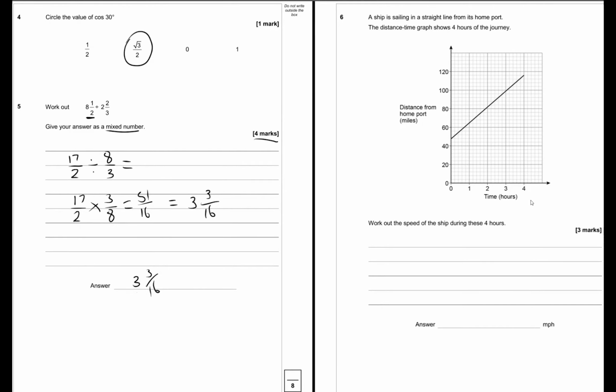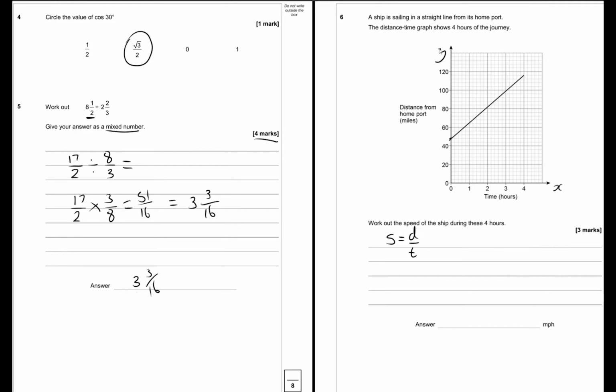Okay, question 6. A ship is sailing in a straight line from its home port. The distance time graph shows 4 hours of the journey. So we've got distance on the y-axis and time on the x-axis. So we've got y and x. Work out the speed of the ship during these 4 hours. Okay, so we know speed equals distance over time. So we need to work out the total distance and the total time.